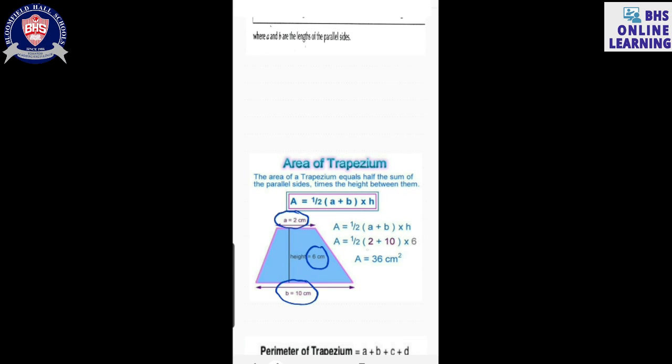1 by 2, A is replaced by 2, B is replaced by 10, H is the height, which is replaced by 6. After solving it, let me show you the steps here. 2 plus 10 is 12, multiplied by 6. 2 1s are 2, 2 6s are 12, so 6 6s are 36. So this is the way to calculate the area of a trapezium.